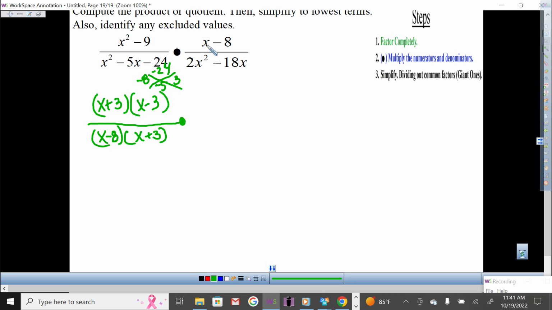The second fraction. X minus 8, standard form, yes. GCF, no. So I just write it as x minus 8. And earlier, Diego asked me, Mr. Q, why did you put in parentheses? Because there's an invisible GCF of 1. Do you guys see it? Yeah? Yes? No? You don't see it because it's invisible.